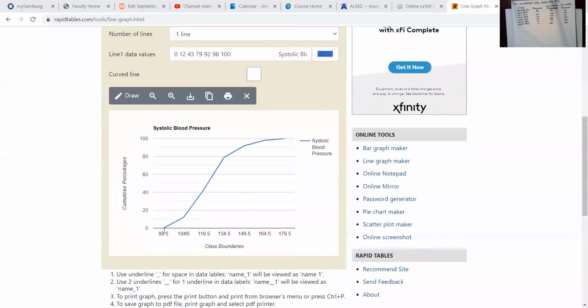Here it is. It starts at 0 for 89.5, goes up to 12 at 104.5. At 119.5, it's at 43, and 79 for 134.5. 149.5 is at 92, 98 for 164.5, and 100 at 179.5.